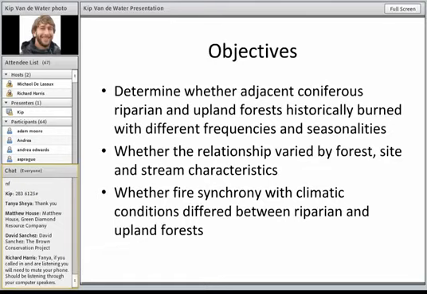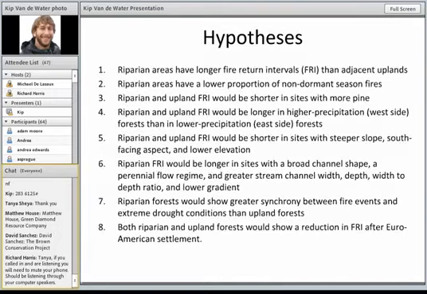But let's move along. So the objectives of this study were basically to determine whether riparian areas used to burn differently under active fire regimes than adjacent upland areas, and to figure out what factors are influencing those historic riparian fire regimes. And so we looked at forest and site and stream characteristics as well as climatic conditions.